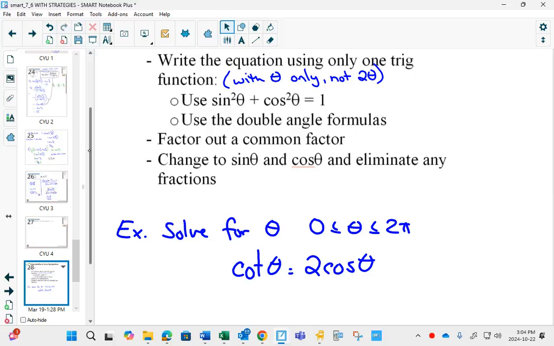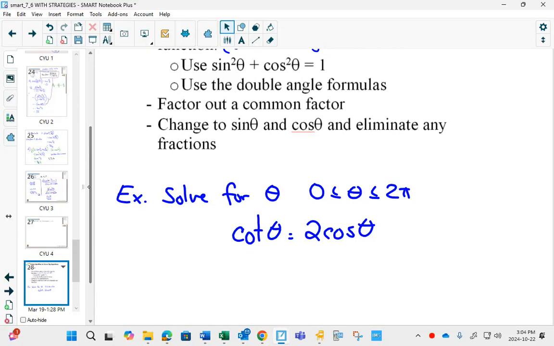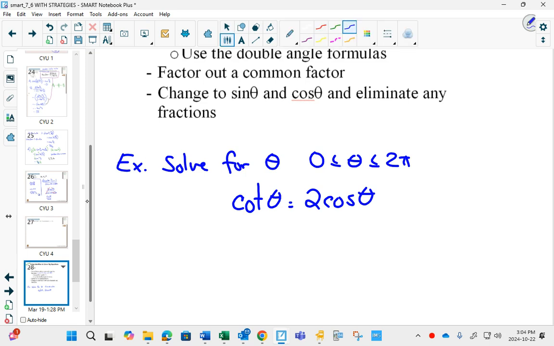Any double angle formulas? No. Anything to factor that's in common? No. So this is one where we're going to change things to sine and cosine and get rid of fractions. I can change cotangent to cos theta over sine theta, which gets me a fraction, arg. But I can get rid of a fraction in the equation.